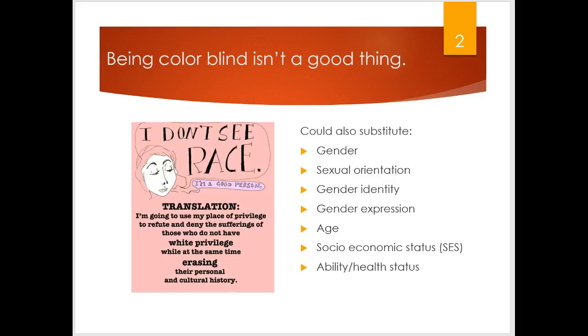As you can see by the cartoon here, what we mean when we say that I don't see race or gender or sexual orientation is that we're denying our place of privilege, and we're going to deny those who are suffering as a function of not having that form of privilege. In doing so, the allegation is that we effectively erase people's personal privilege. We erase their personal history. When we say that we don't see race, what we're saying is that we don't see the impact of race and the way that race often adversely affects people's lives.